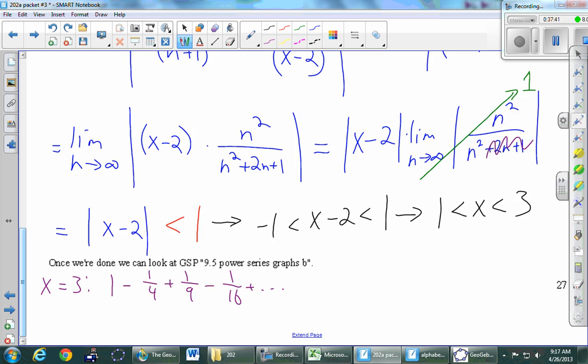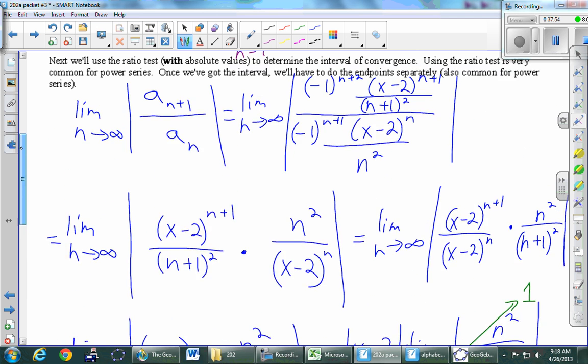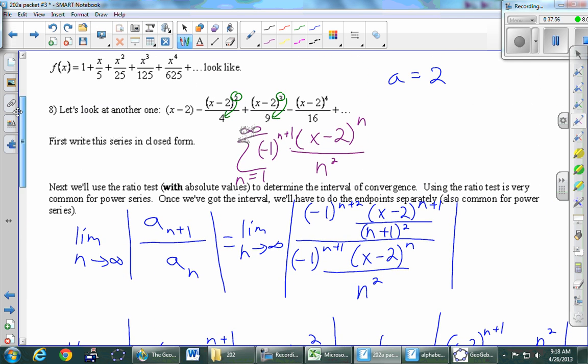Before we do, let's just plug in x equals 1 as well. Remember the 2 endpoints we have to check separately. So all the x's are going to become 1s. What's in every parentheses when x is 1? Is a -1. So let's see what happens. Every parentheses becomes -1. So the first term is -1.